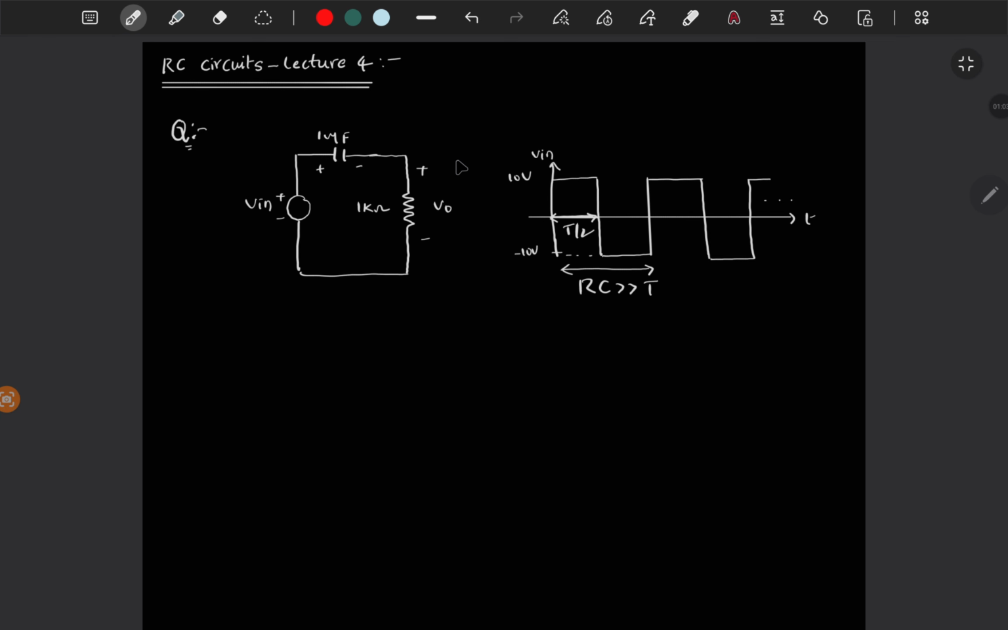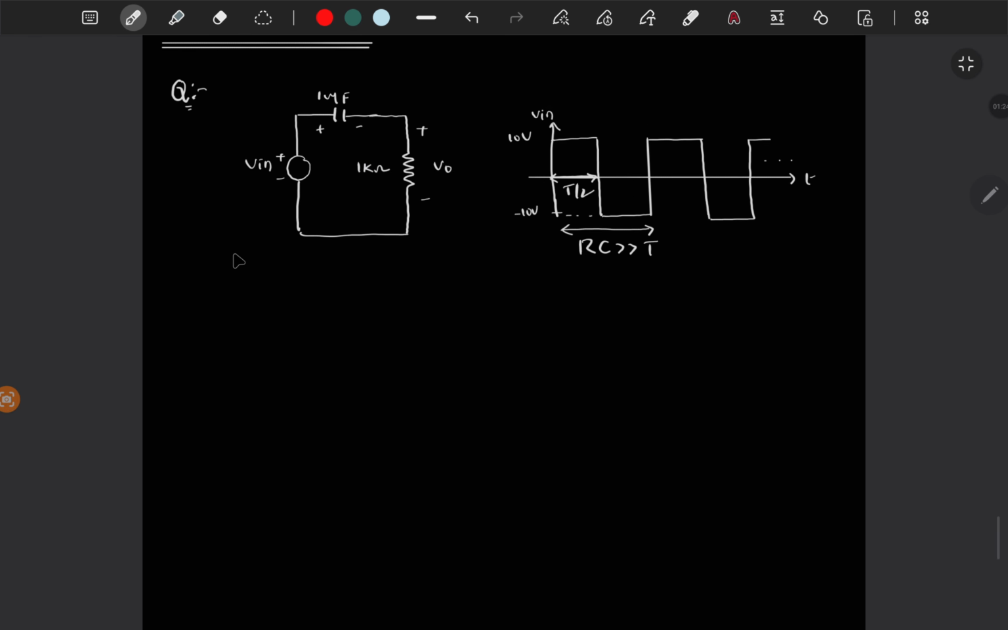So now we will look at the same circuit, but this time we are not giving enough time for the circuit to reach steady state. It means the time period of the circuit, or half of the time period, which means the duration of the 10 volt or the duration of the minus 10 volt, is such that the circuit has not reached its steady state value.